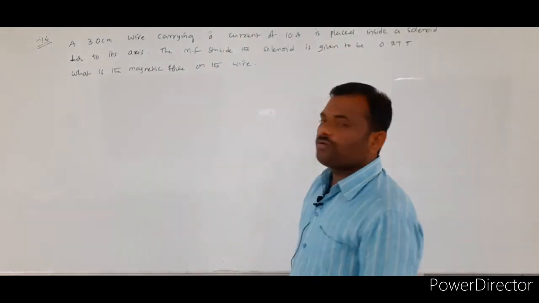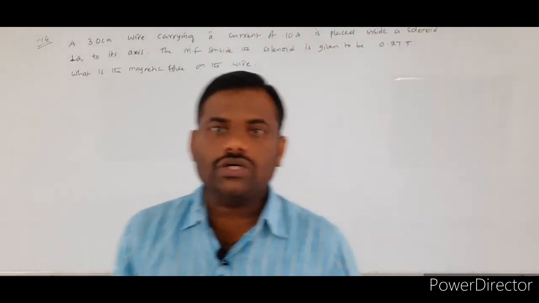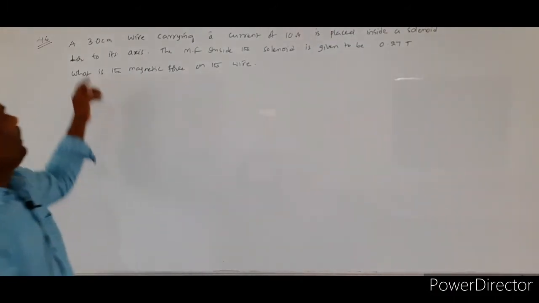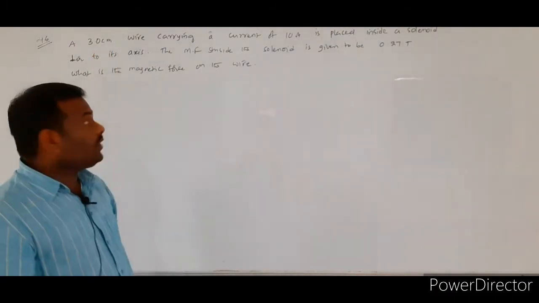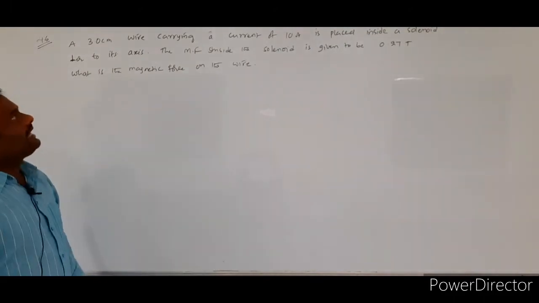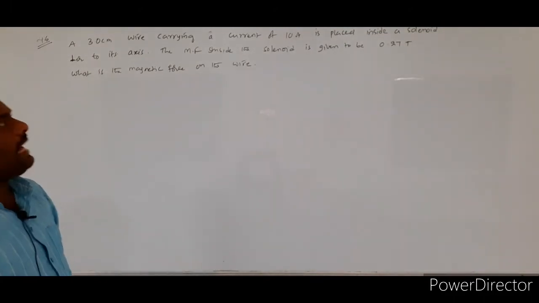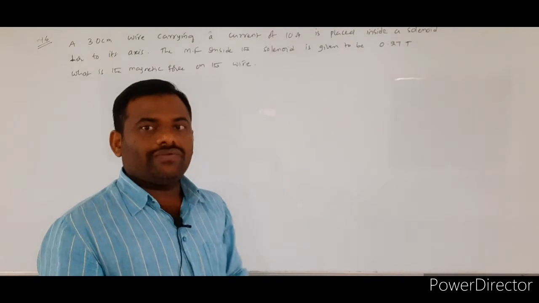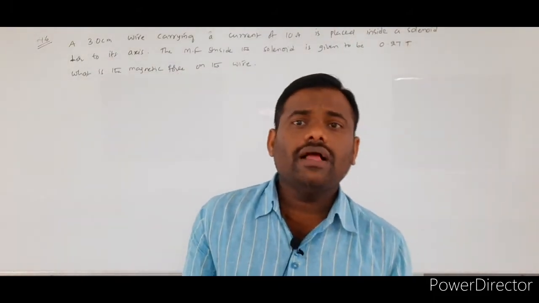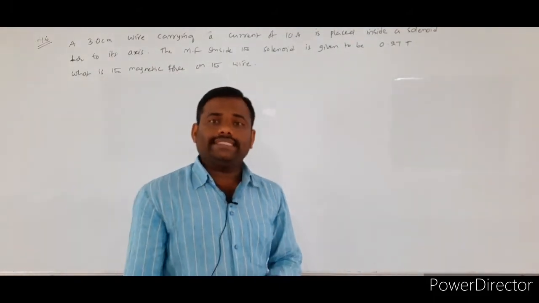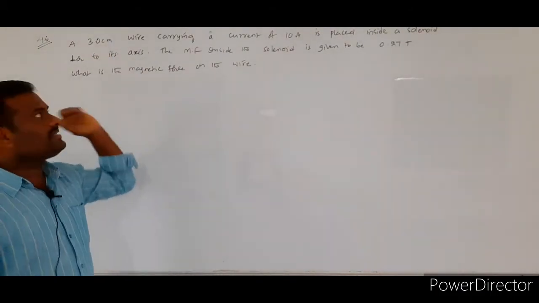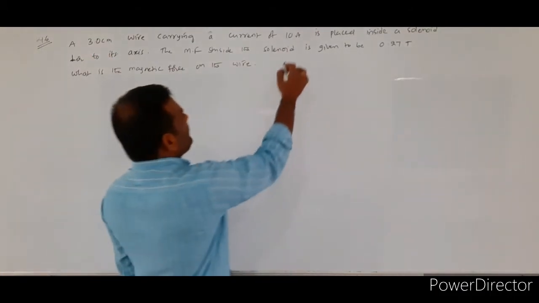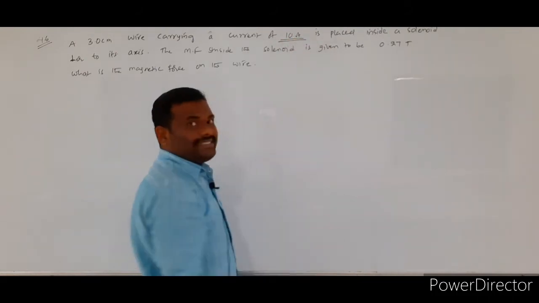Coming to the problem number 4.6, it is an application of the solenoid. See here, a 3.0 centimeter wire carrying a current of 10 amperes. So they mentioned one straight wire whose length is equal to 3.0 centimeter, and which is carrying a current of 10 amperes.